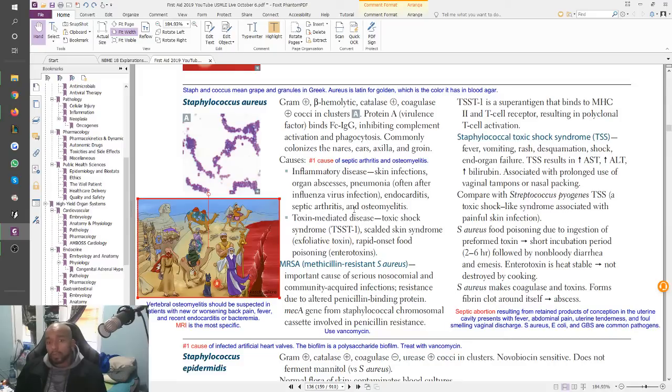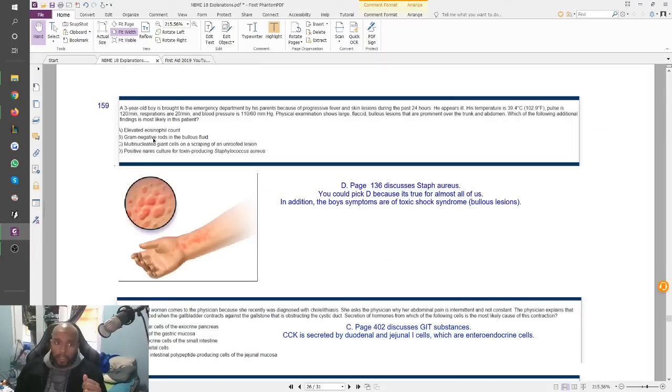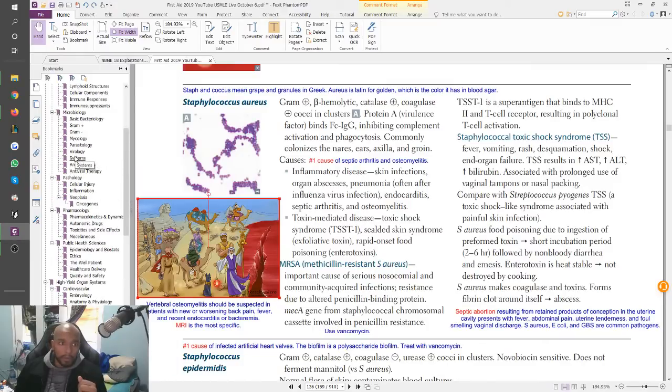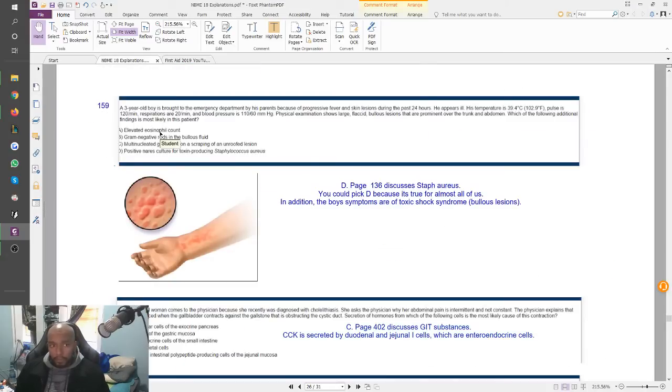And the answer choices weren't really that confusing either. They didn't try to make you think it might be like bullous pemphigoid or something autoimmune, right? It was literally just him having toxin-mediated toxic shock syndrome. Okay, so there are no gram-negative rods that you could pick as an answer choice either. Eosinophil would be more so related to protozoal stuff, and parasites actually, so you don't really go with that, right? Okay, so you're not gonna pick elevated eosinophil count.